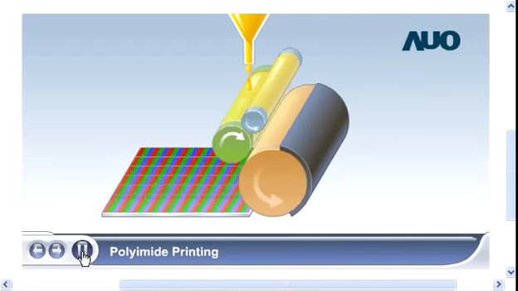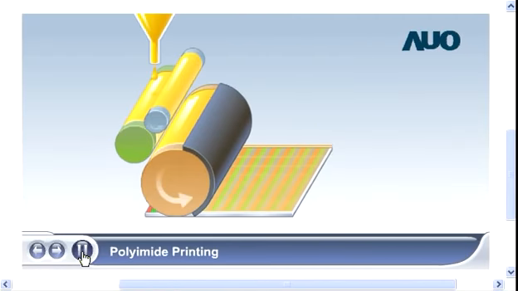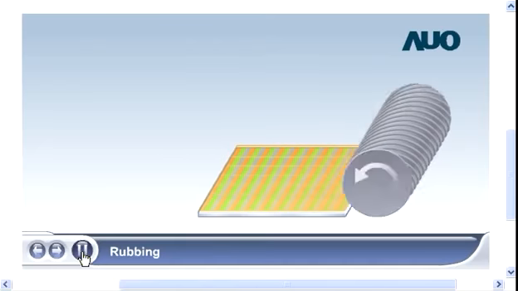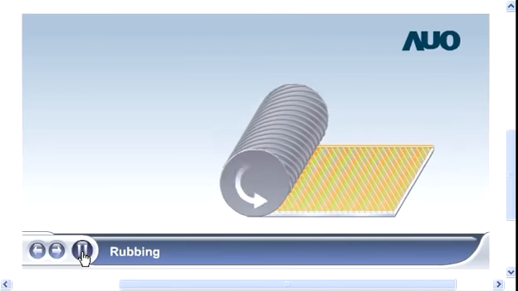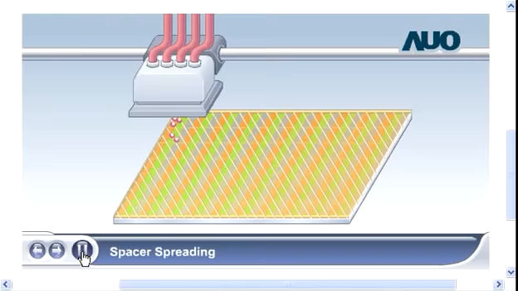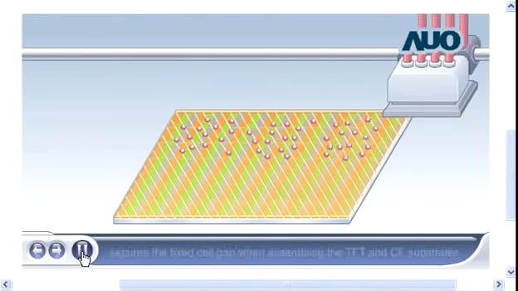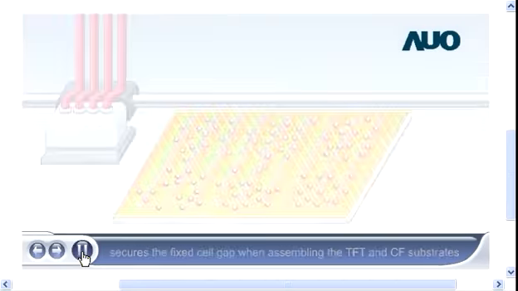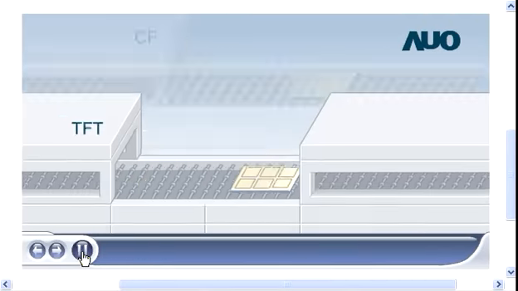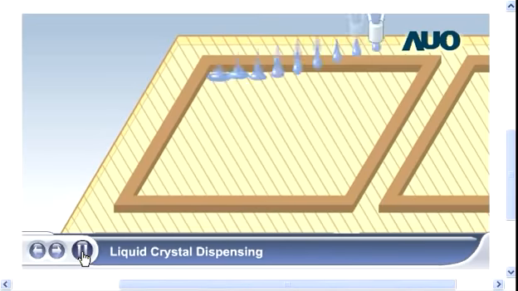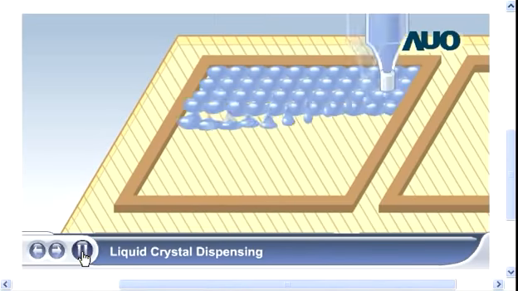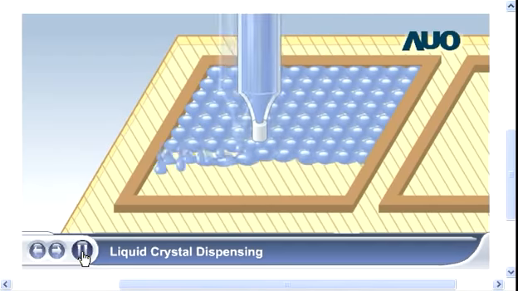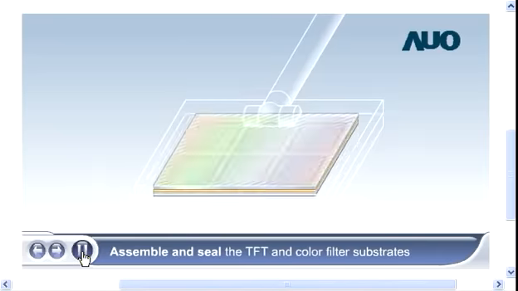You can see every pixel has RGB colors there, and also needs polyimide coating and rubbing to have the LC orientation. Then spacers are put there, to keep an even space between both glasses, and then it is injected with liquid crystal. So this method is different from the passive LCD.